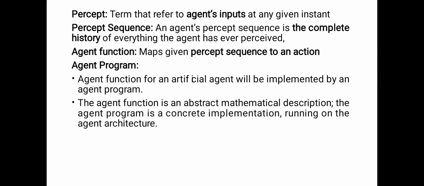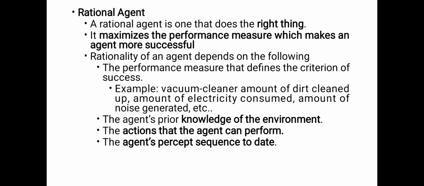Percept. The term percept refers to the agent's inputs at any given instant. Percept sequence. An agent's percept sequence is the complete history of everything that the agent has ever perceived. Agent function. The agent function maps the given percept sequence to an action. Agent program. The agent function for an artificial agent will be implemented by an agent program. The agent function is an abstract mathematical description. The agent program is a concrete implementation running on the agent architecture.